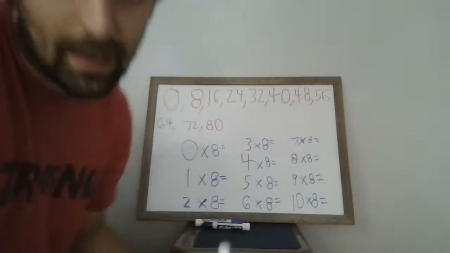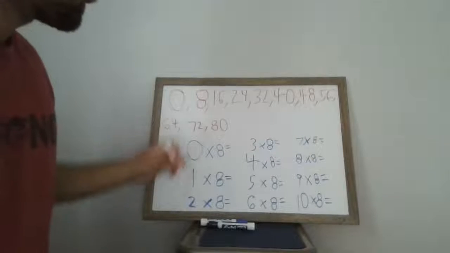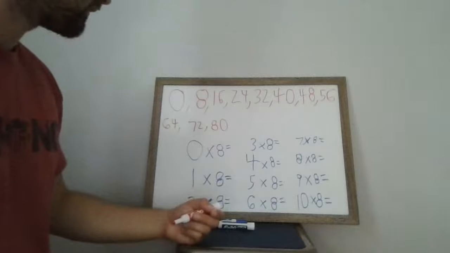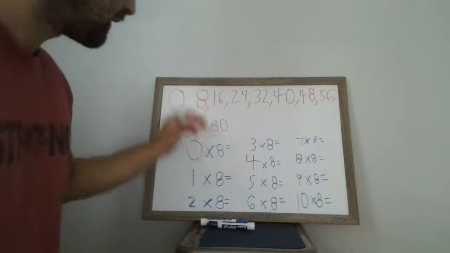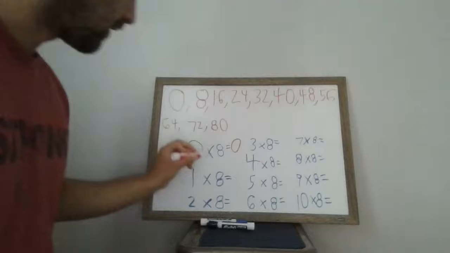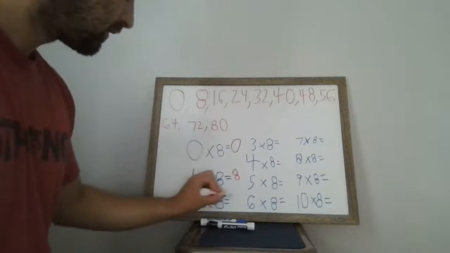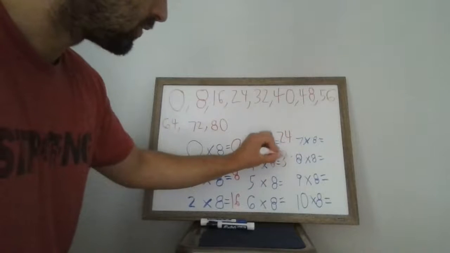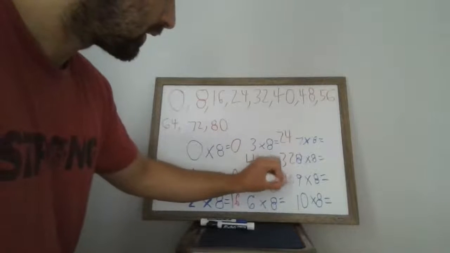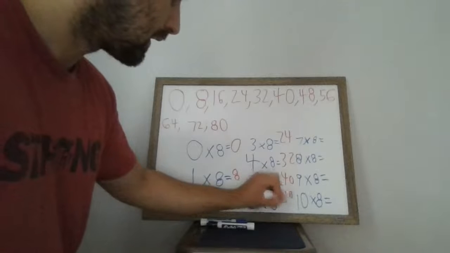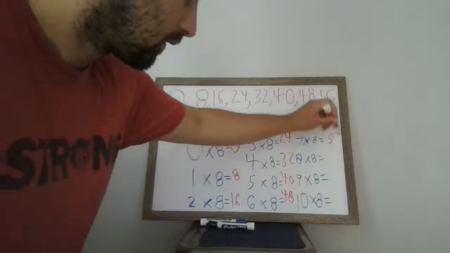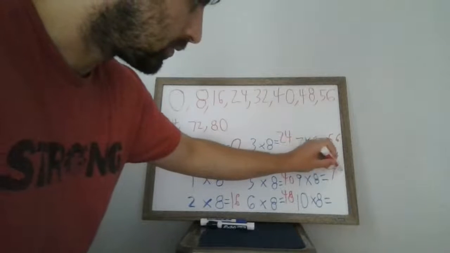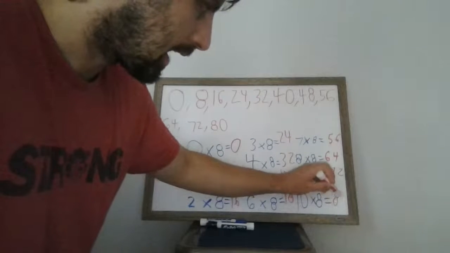Now, I got a trick for you. Watch this. Now I'm going to solve the 8 fact family multiplication problems using skip counting. Ready? 0, 8, 16, 24, 32, 40, 48, 56, 64, 72, 80.